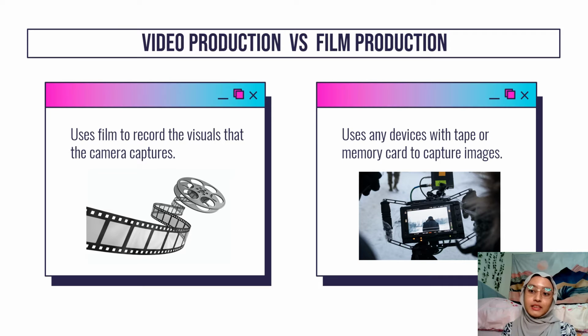First, what is the difference between video production and film production? Well, the only difference between these two is the medium used to achieve the final product. A film production uses film to record the visuals, while video production captures images via tape or memory card. However, film is becoming less common nowadays, so video productions are also referred to as film productions.